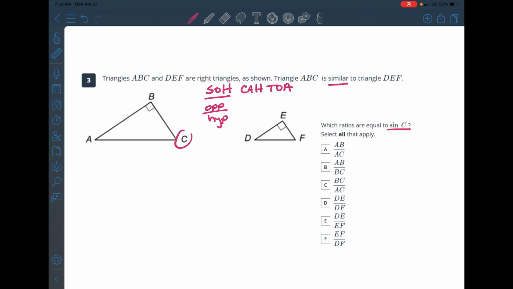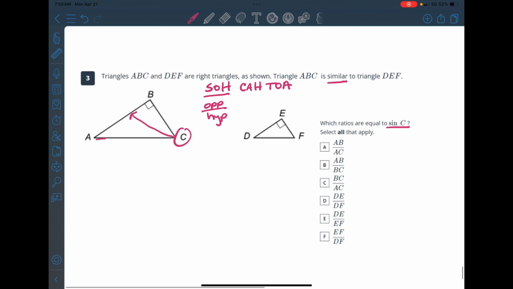If I'm looking at C, my opposite of C is this, and my hypotenuse is this. So here's my opposite, here's my hypotenuse. So I would have AB over AC. But why do we have this other triangle? What does that matter? Well, since the angles are the same, their sines are going to be the same.